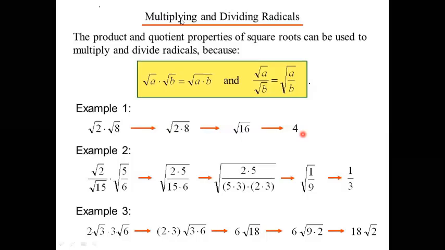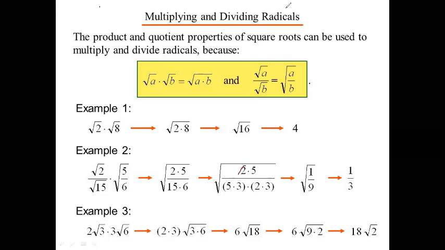Example 2: root 2 over root 15 times root 5 over 6. Now, teacher, you can multiply numerator by numerator and denominator by denominator. But, teacher, you have common factors between numerator and denominator. So you can cancel. You can simplify 15, it will be 5 times 3, and 6 will be 2 times 3. So you can cancel 2, okay? You can cancel 2 with what? With 2. Okay? And 5 with what?